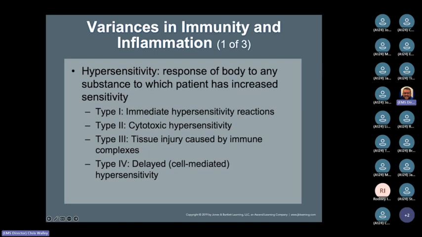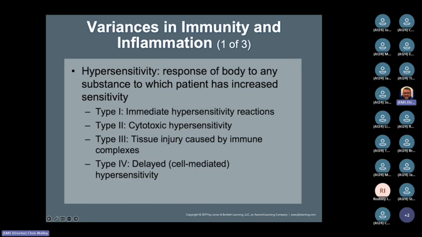Types of hypersensitivity reactions include type 1, immediate hypersensitivity reactions, which occur in response to a stimulus, with varying degrees of severity. Type 2 is cytotoxic hypersensitivity. Those cells are destroyed by complement fixation or other antibodies. Type 3 is tissue injury caused by an immune complex. It may be systemic or localized. The systemic form is serum sickness, which results from a large single exposure to one particular antigen. The localized form is an Arthus reaction.